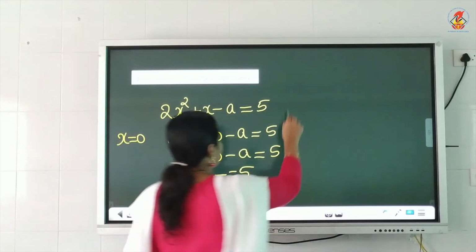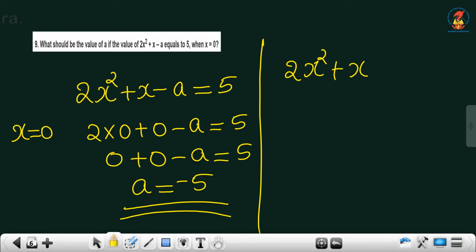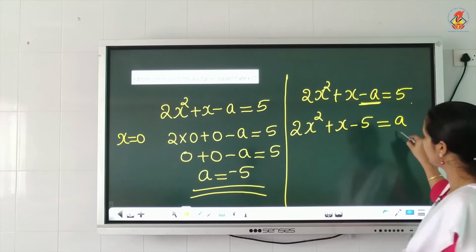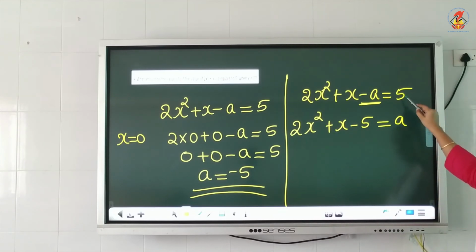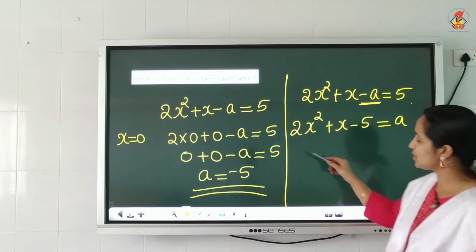Or you can use the transposing method also. 2x square plus x minus A is equal to 5. Use the transposing method. That means take this A to that side and 5 to this side. So what will happen? 2x square plus x minus 5 is equal to A. Okay, transposing method: if negative A is going to this side, it will become positive, and 5 is positive on this side. If you are taking it to this side, it will become negative. Now you substitute the value 0.